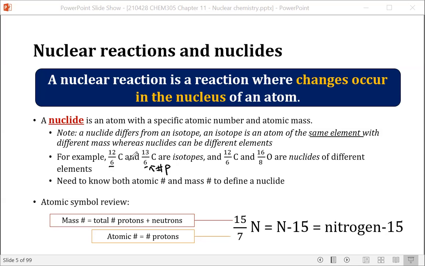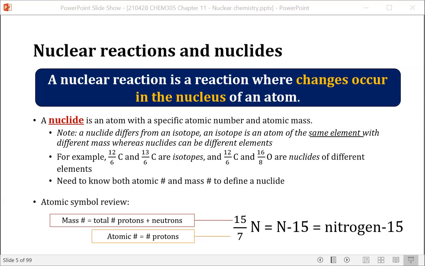So these are isotopes, they're the same element, but they have different masses. Versus nuclides can be completely different elements. So carbon-12 and oxygen-16 are nuclides. They're just a specific atom with a specific atomic number and atomic mass. So in order to define a nuclide, you have to know both the atomic number and the mass number.